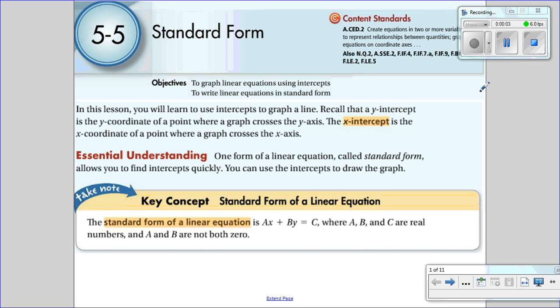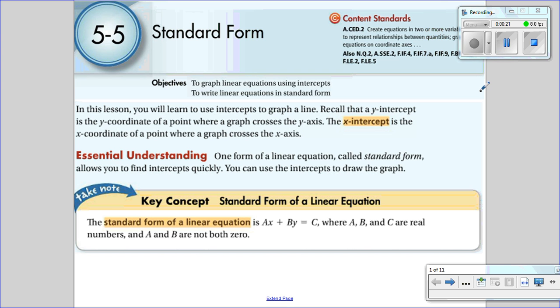So now we're on to chapter 5.5, which is standard form. And we're looking to graph linear equations using intercepts and write linear equations in standard form. So this is our third different form, right? We've had slope-intercept form, point-slope form, and now we're in standard form.